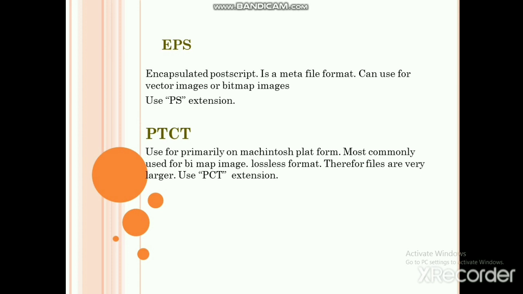EPS, Encapsulated PostScript, is a metafile format that can be used for vector images or bitmap images. It uses the EPS extension. PICT is used primarily on the Macintosh platform, most commonly used for bitmap images, a lossless format. Therefore, files are very large. It uses the PCT extension.